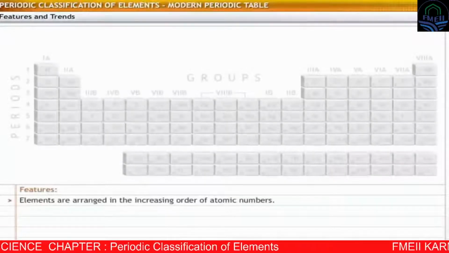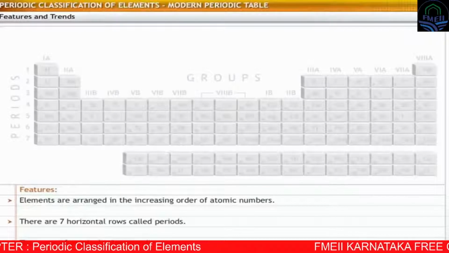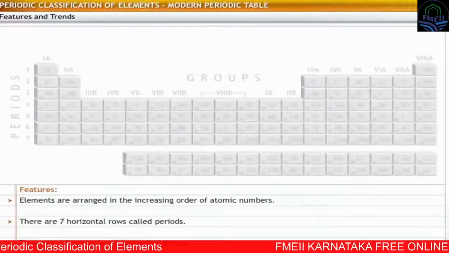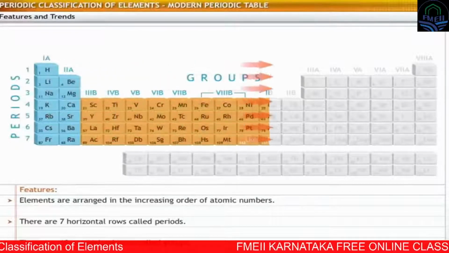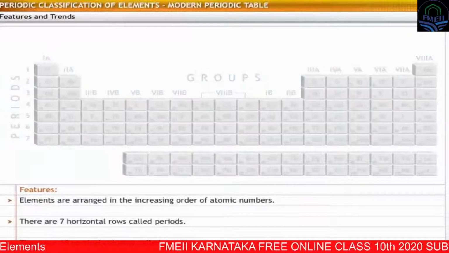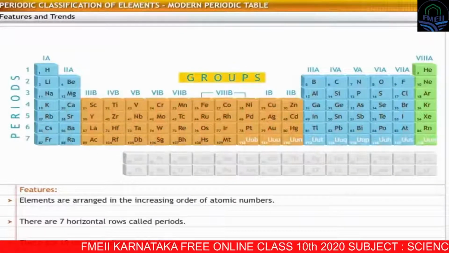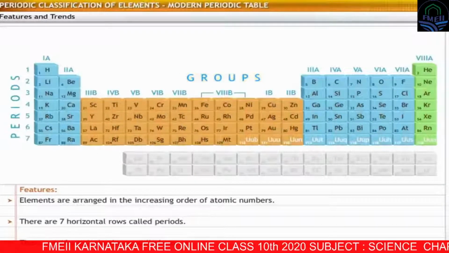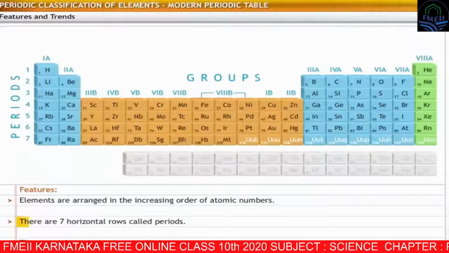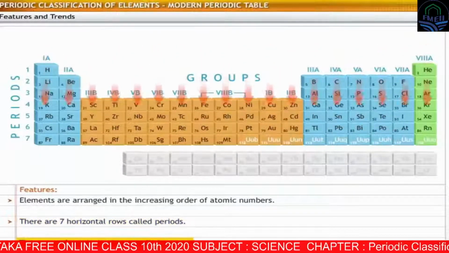Let's examine the features of the table. Elements are arranged in the increasing order of atomic numbers. Horizontal rows in the periodic table are called periods, and vertical columns in the table are called groups. Elements in the modern periodic table are arranged in 7 periods and 18 groups.